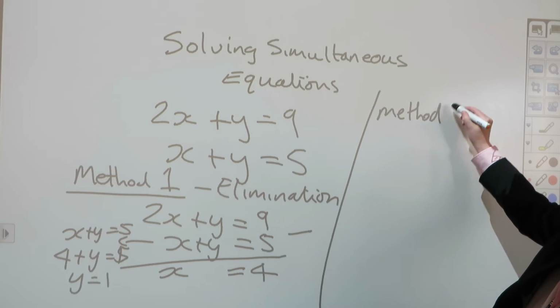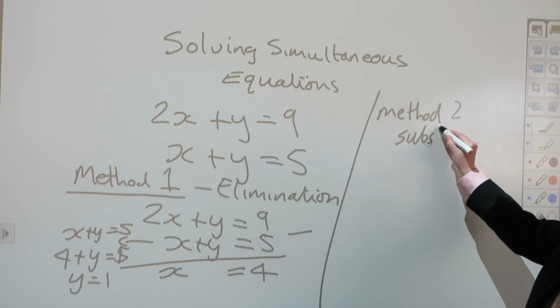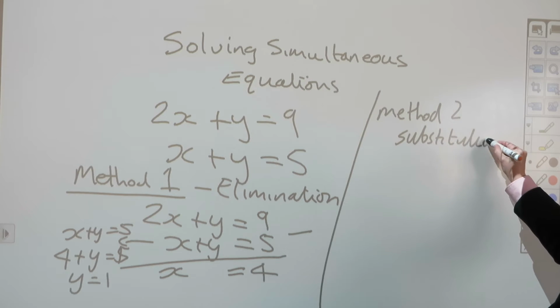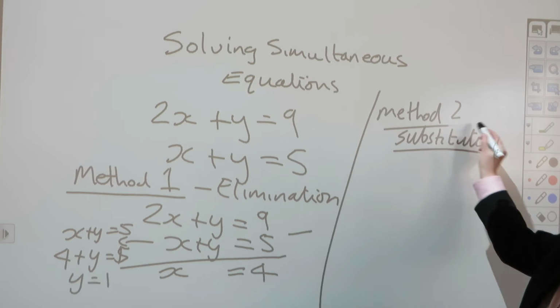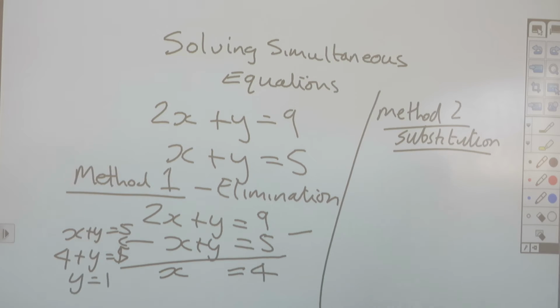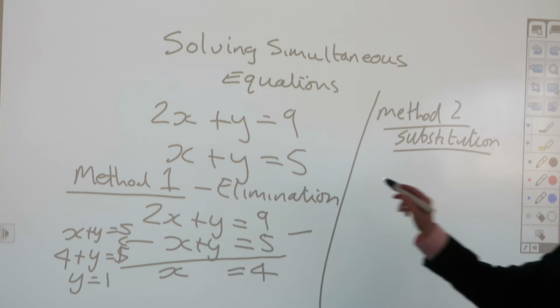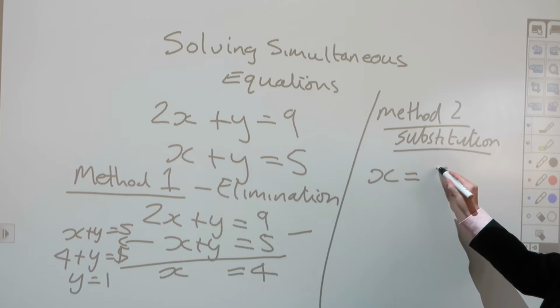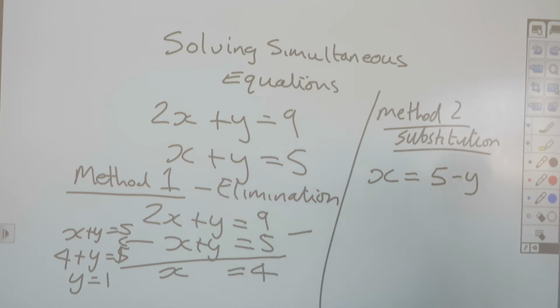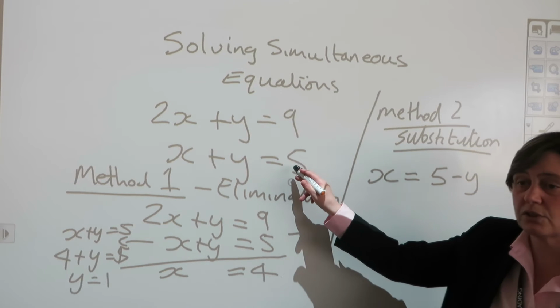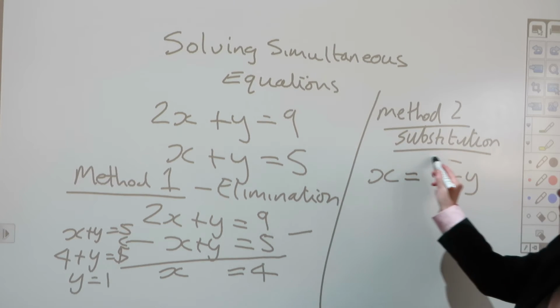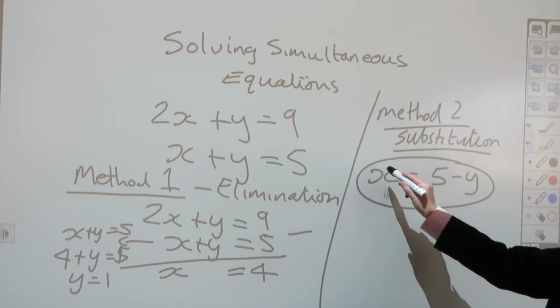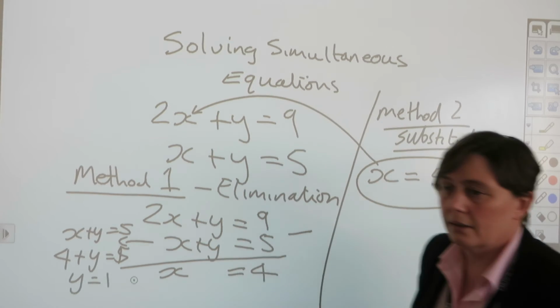And method 2 is substitution. Okay, now substitution is often a preferred method when you get into A-level maths or get to more advanced maths, because often it's not always that easy to eliminate. So if we had a look at substitution, I'm going to have a look at this one, I'm going to rearrange it. So that would be the same as x equals 5 minus y. Okay, that is exactly the same as that. I'm now going to substitute that value of x into there.